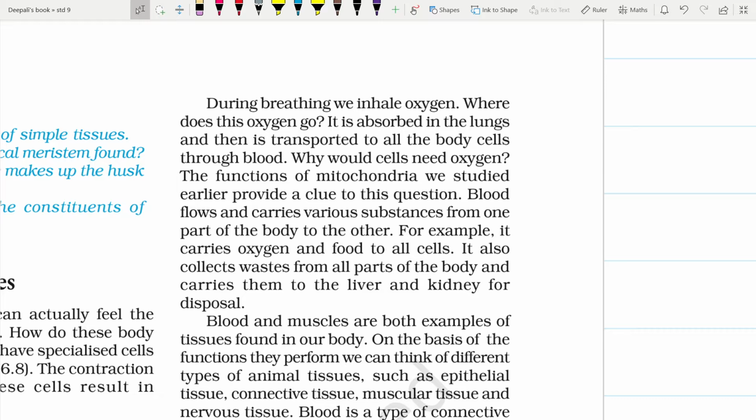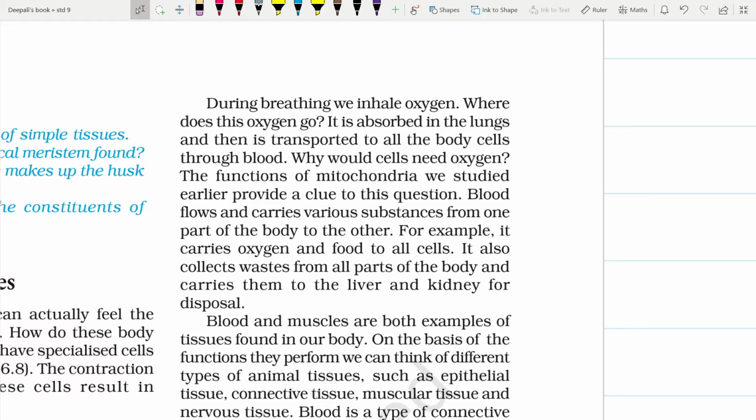Blood flows and carries various substances from one part of the body to another. For example, it carries oxygen and food to all the cells. It also collects waste from all parts of the body and carries it to the liver and kidney for disposal.